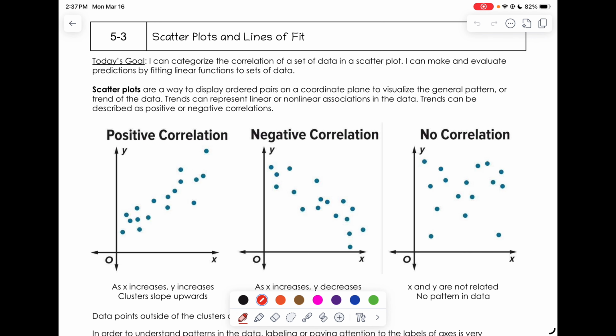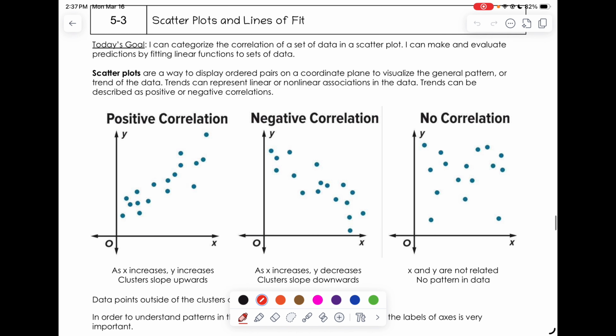All right, so we are moving on to 5.3. We're going to be talking about scatter plots and lines of best fit, okay? So with the scatter plot, we have dots that are on a plot, okay? And the first one we have is a positive correlation. So as you can see, with those dots, if you were to draw a line of best fit, you can see that it's going up, okay?